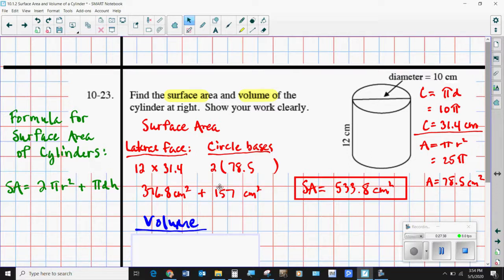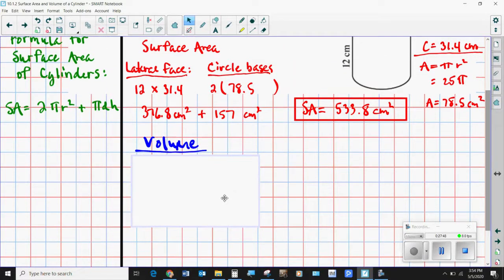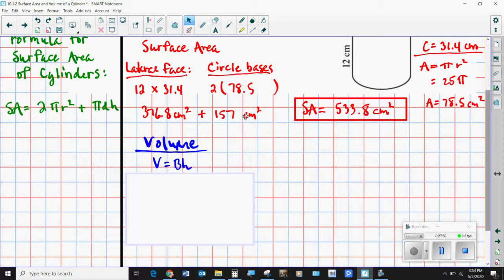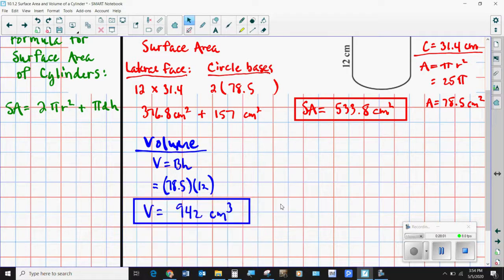Surface area for cylinders is actually pretty complicated. It's involved. The volume is much, much easier, which I'm hoping you figured out. The volume is just going to be the area of the base times the height. And we've already figured out the area of the base because we did the work over here. So we're going to take 78.5 times 12. And once you've got that, you've got your volume. Simple as that, 942 cubic centimeters.